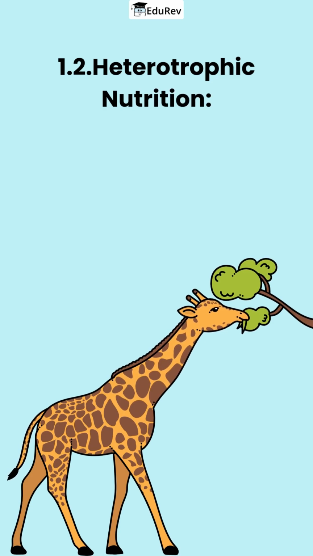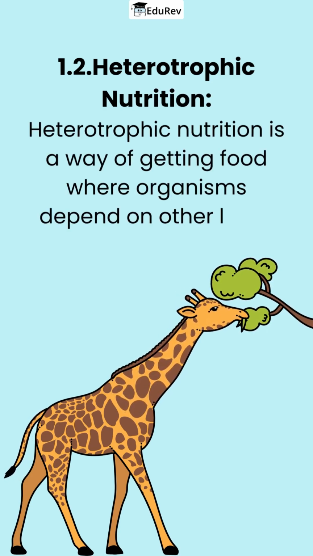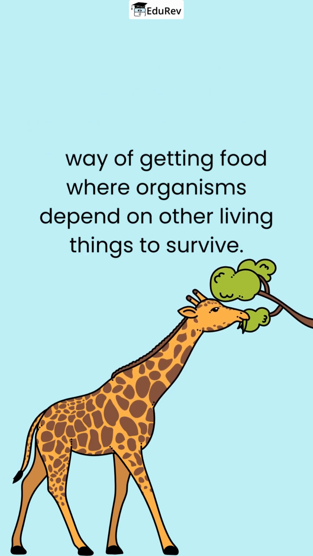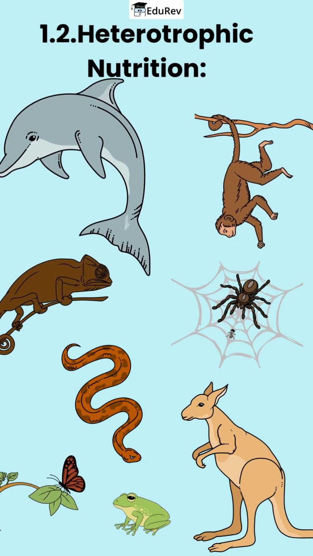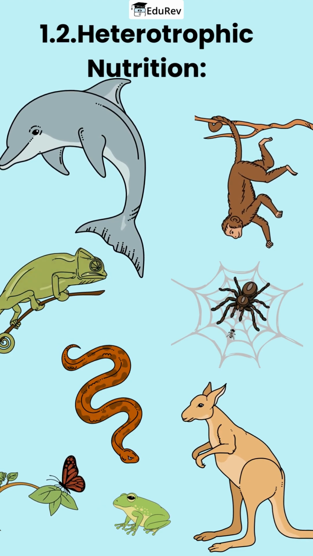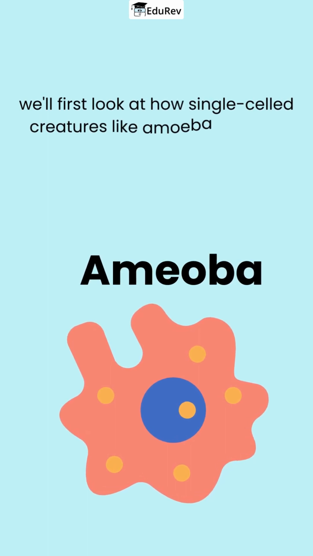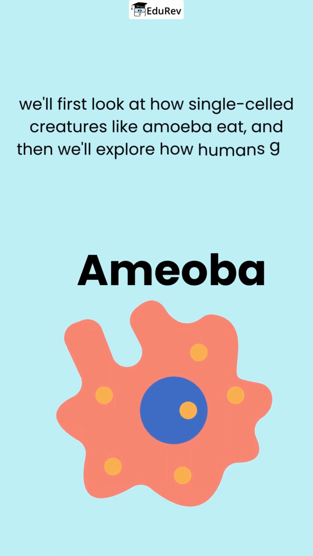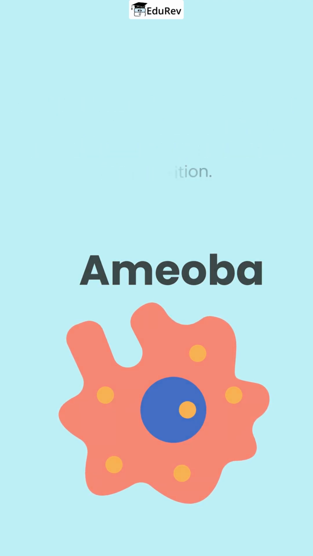Heterotrophic nutrition. Heterotrophic nutrition is a way of getting food where organisms depend on other living things to survive. These organisms use different ways to get their food, depending on where they live and what's available. To understand this better, we will first look at how single-celled creatures like amoeba eat, and then we will explore how humans get their nutrition.